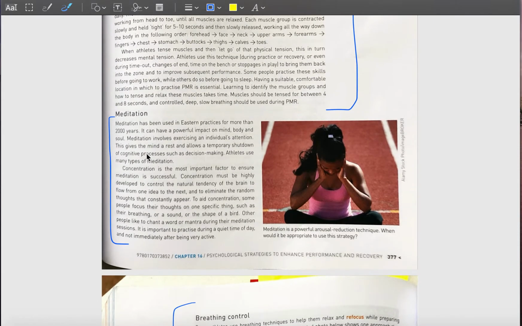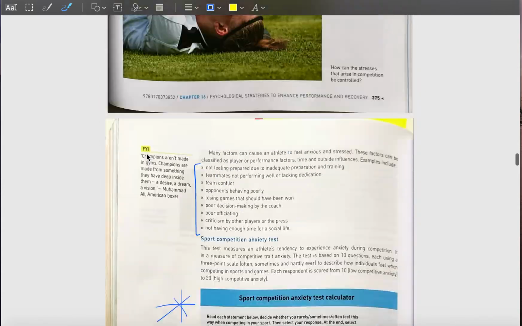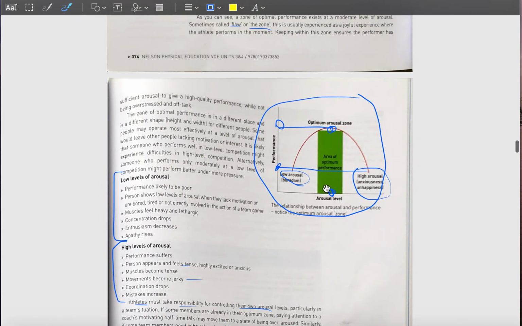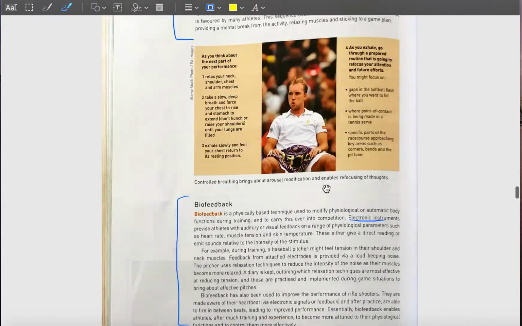The next method you can use to reduce arousal level is meditation. Meditation is all about focusing. It's powerful for the mind, body, and soul, and it's about exercising the mind by focusing your attention to something and shutting out the cognitive processes of other things like decision making. So concentration is an important factor here, to have athletes focus on one thing, close their eyes, block out everything else. And what that can do is also decrease arousal levels if an athlete is sitting too high on that curve and you want to bring them back down to perform much higher.